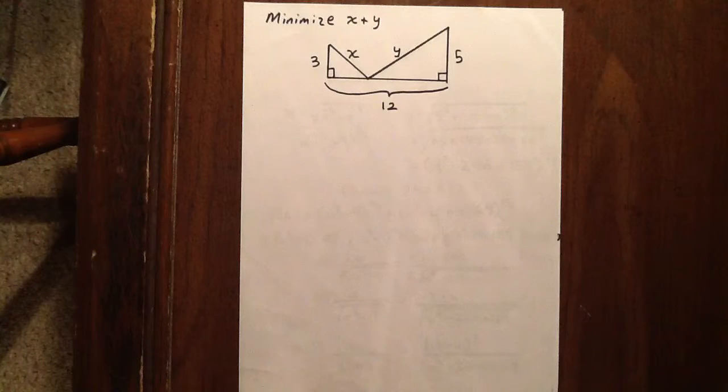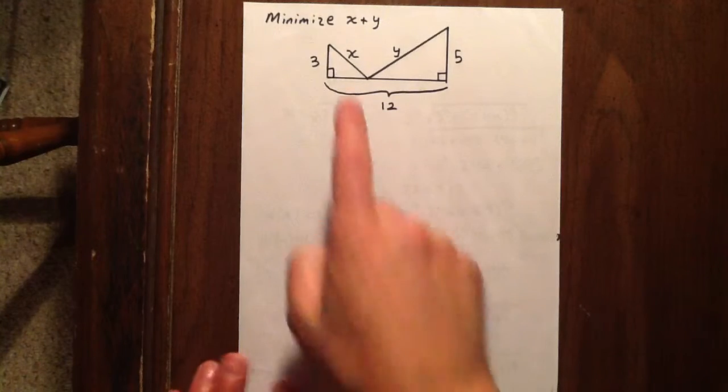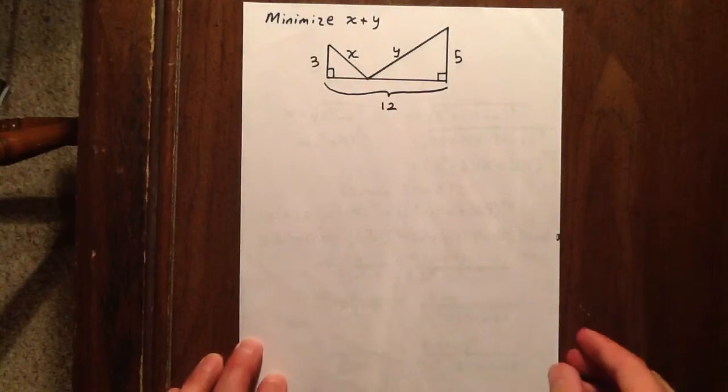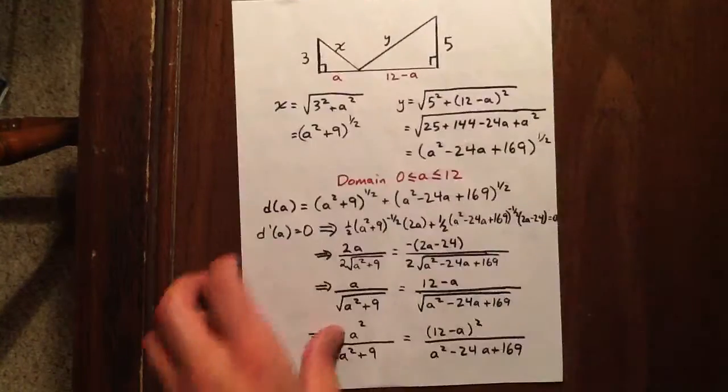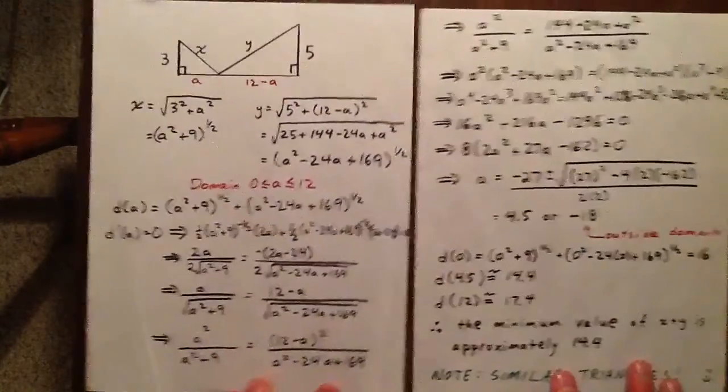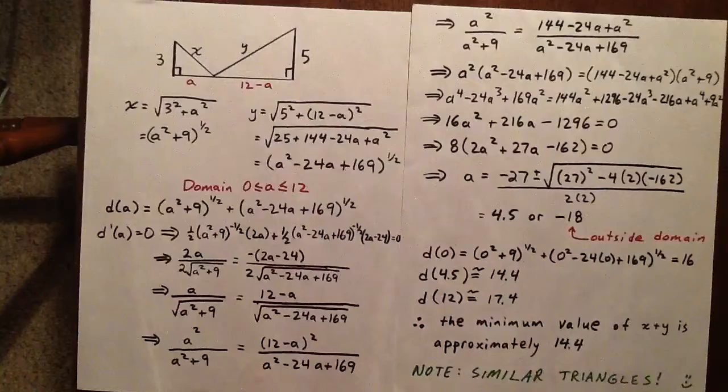Now in this question we want to minimize x plus y. We don't want to minimize x or minimize y, we want to minimize the sum of them. So it's a little bit of a lengthy solution, so I'll try to give you a screenshot here before going further into it.